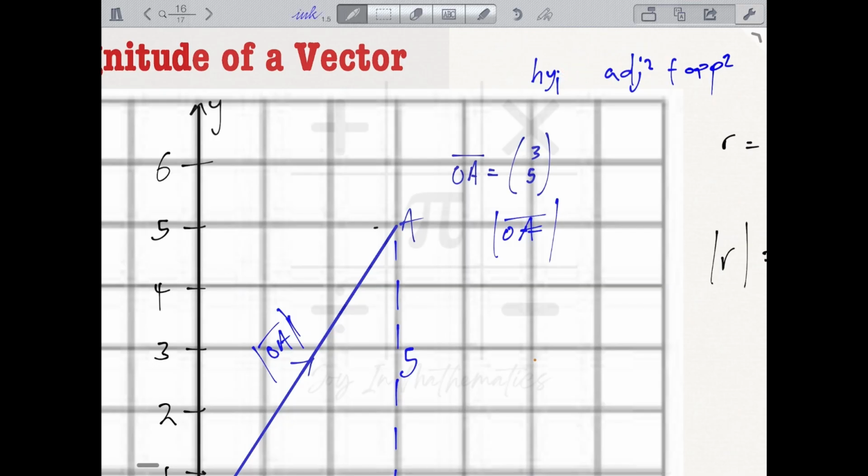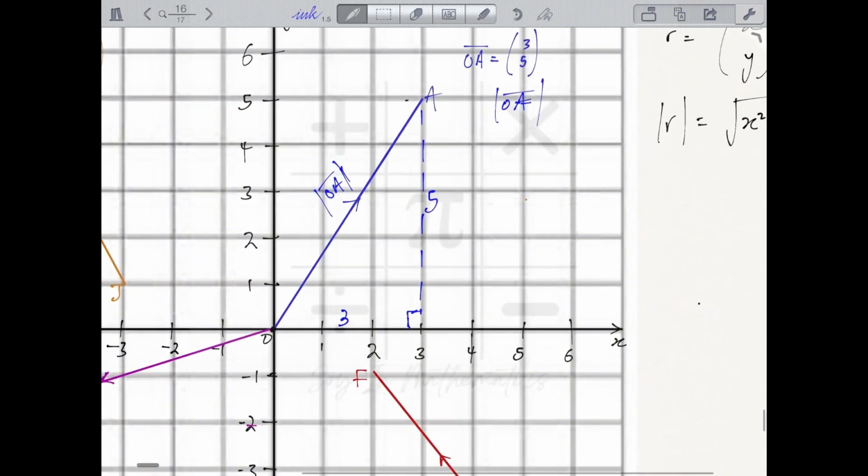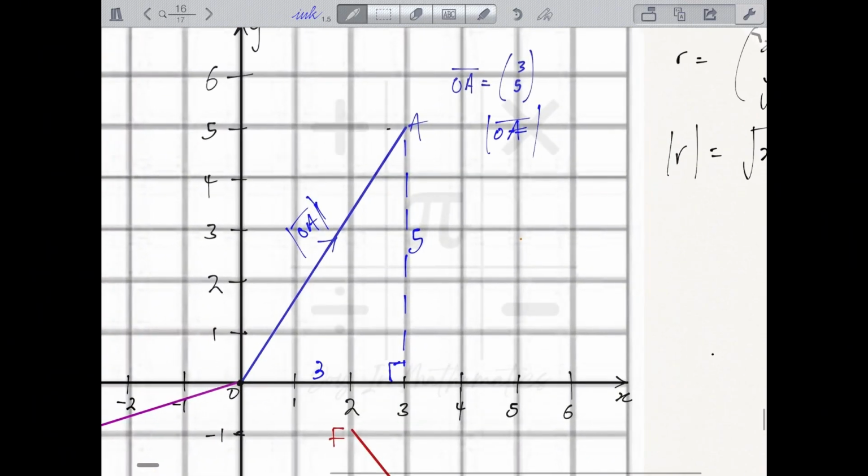The hypotenuse will therefore be equal to the square root of the adjacent squared plus the opposite squared. If we take a quick look at this now, we can see that we have the two sides 5 and 3. So when we apply Pythagoras theorem to this, we can easily evaluate our OA.